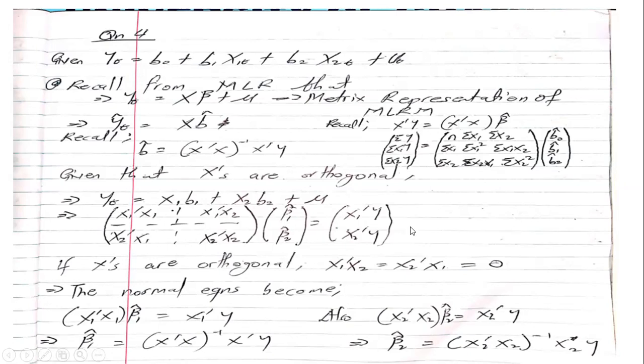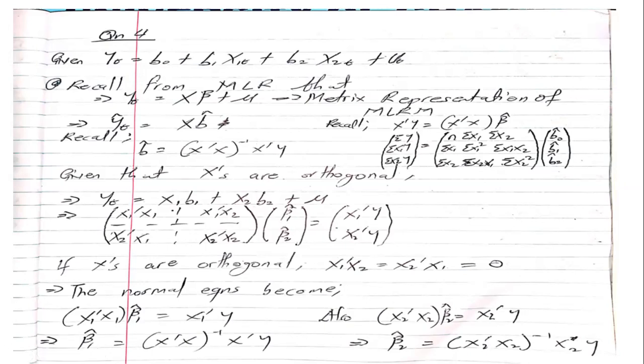Also, looking at this, because of the orthogonality, my beta 2 cap will end up being x2 prime x2 inverse x2 prime y. This is all because of the orthogonality. They don't have any relation, so s1 s2 and s2 s1 here all map to 0. When we compare this to that, we can see that we've gotten something identical.